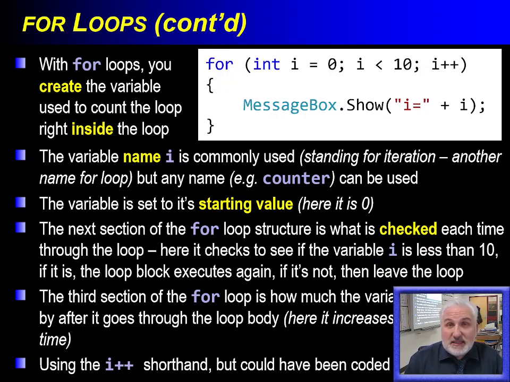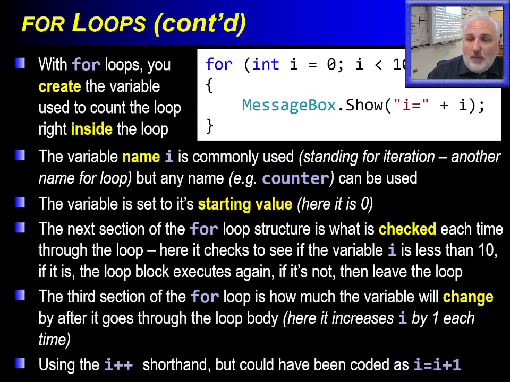The variable I is an often used name in for loops. You can think of it for integer or index or even iteration. I is a very common variable name for for loops. It sets the starting value here to 0, and then it checks to make sure it's less than 10, and then it uses the ++ shorthand to increase it by 1 on each iteration of that for loop.